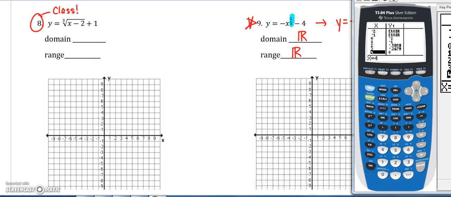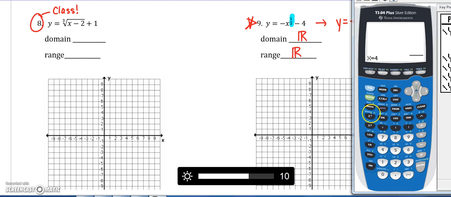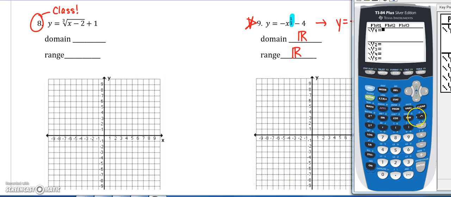Okay, so if I want to type this in my calculator, I'm going to go to the y equals, clear that out, type it in exactly the way I see it, negative x caret. Now be careful, if you have one of the older systems, make sure you're using parentheses here. Get out of there, and then minus 4. Okay, go into my table in order to get this graph.